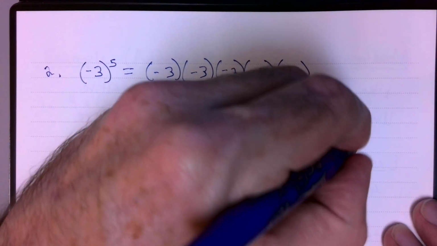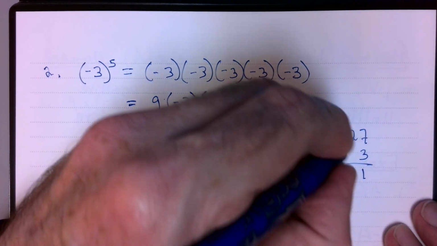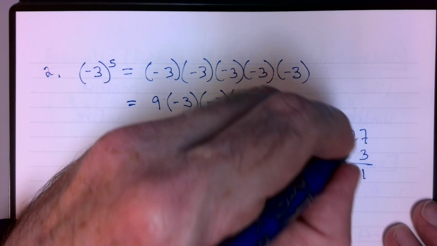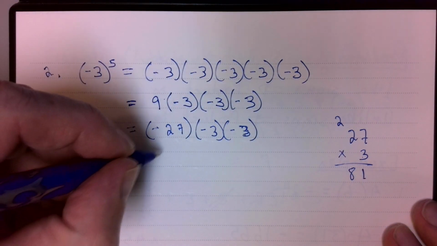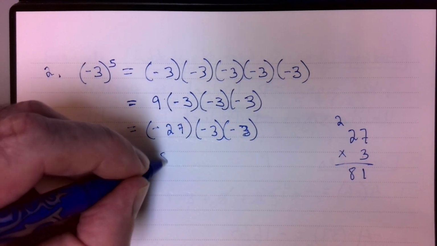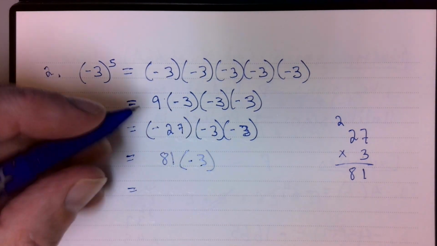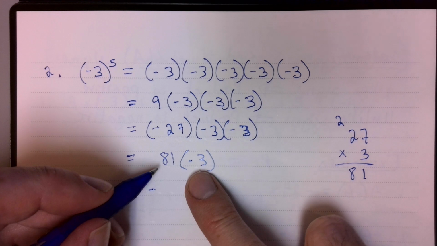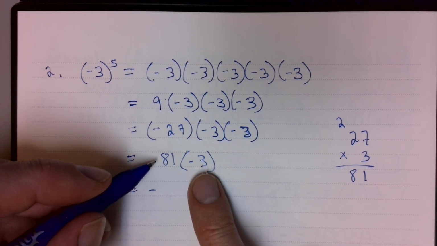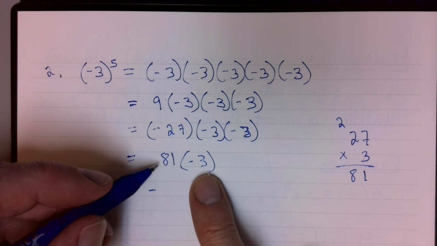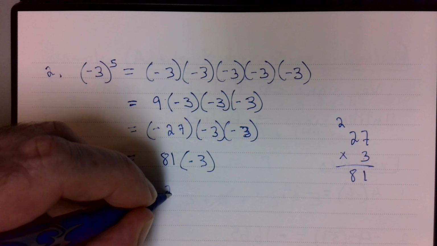Okay, 27 times 3, it's going to be 81, but I'll work it out here. 3 times 7 is 21, carry the 2, 2 times 3 is 6, plus the 2 is 8, so 81. These 2 guys are both negative, so the result will be a positive 81 times -3. And now we do 81 times -3. The resulting answer will be a negative because these guys have different signs. The 81 is positive, the 3 is negative. So the result will be negative, and it will be 243.